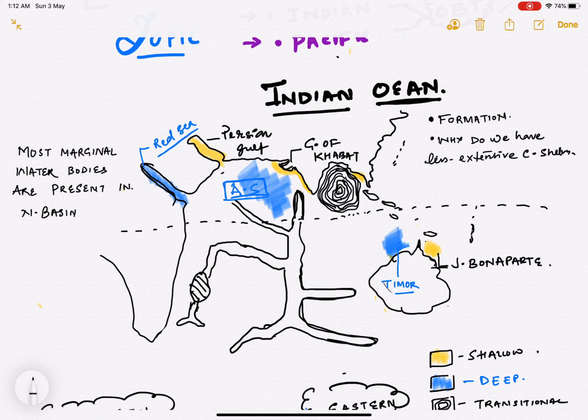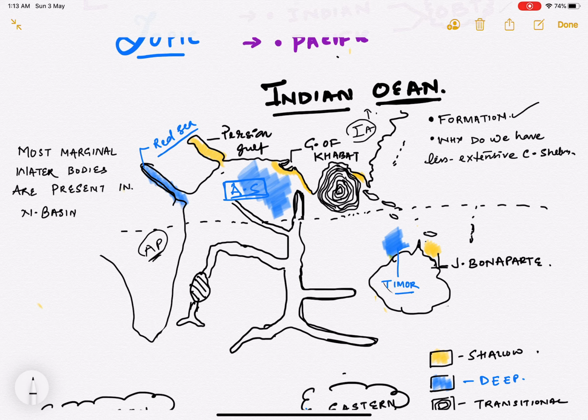Now, how was this formed? Basically, this was formed because of the separation of the Gondwana plate. The Gondwana plate was separated into the Indo-Australian plate that moved northward, and similarly the African plate that moved westward, hence leading to the formation of the entire Indian Ocean.